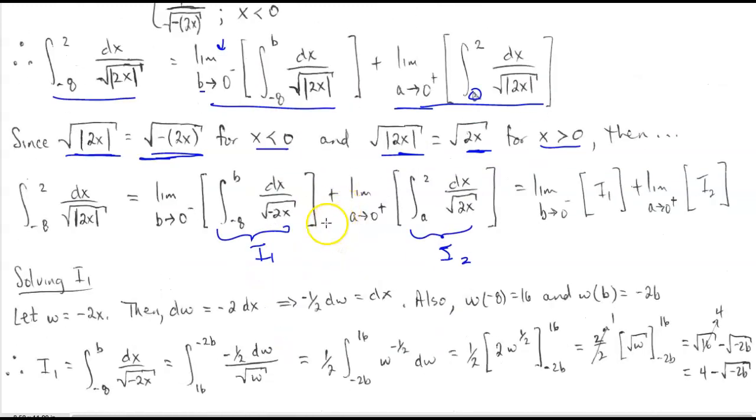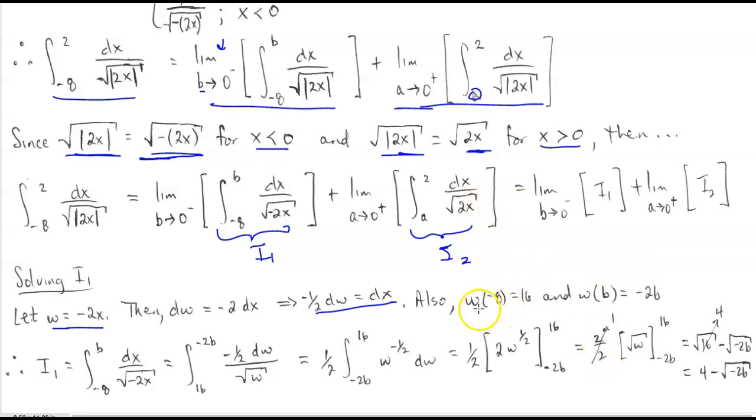So with that being said, to evaluate the integral of both of these, it's advantageous for us to use the substitution rule. So we let w in this case equal -2x, and that means that dw is equal to -2 dx, which means that -1/2 dw is equal to dx.